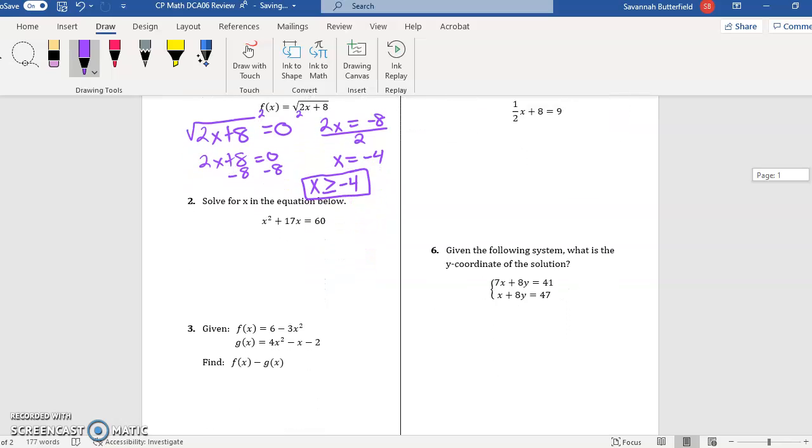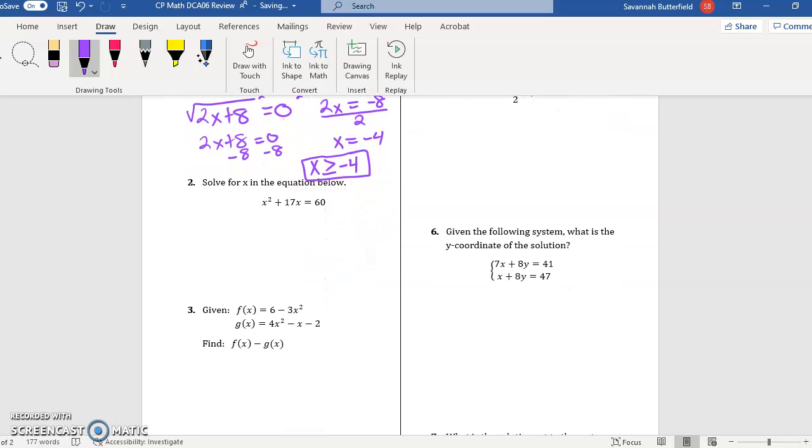Looking at number 2, it's asking us to solve for x in the equation below. I first need to move the 60 over, so I'm going to get x squared plus 17x minus 60 equals 0. Now we can factor this. We can make a t-chart like we talked about briefly. I'm going to factor that negative 60, and I'm looking for a sum of positive 17. Since it's a positive sum, my negative is going to go on the smaller of the two factors.